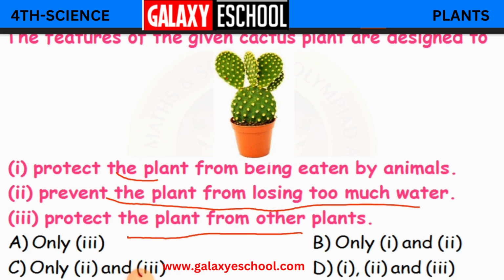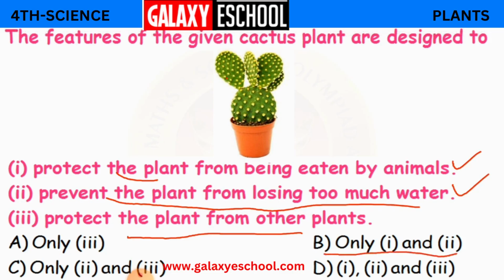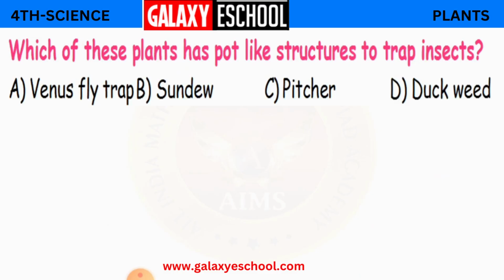The options are: to protect the plant from being eaten by animals, to prevent the plant from losing too much water, and to protect the plant from other plants. That is 1 and 2. So B is the correct answer. Clear, children? Now we'll move on to the next question.